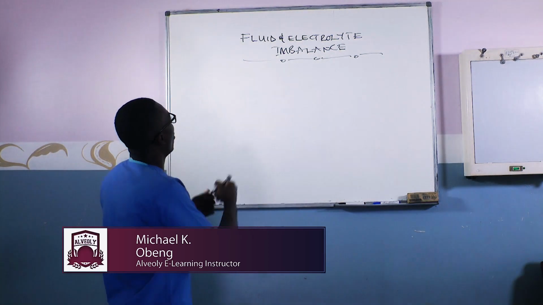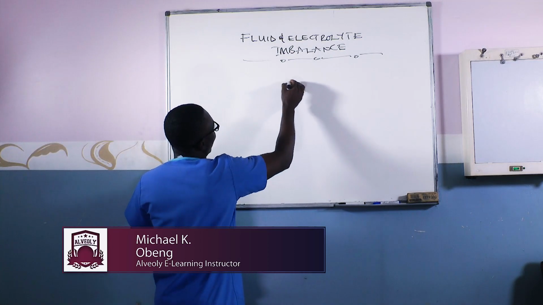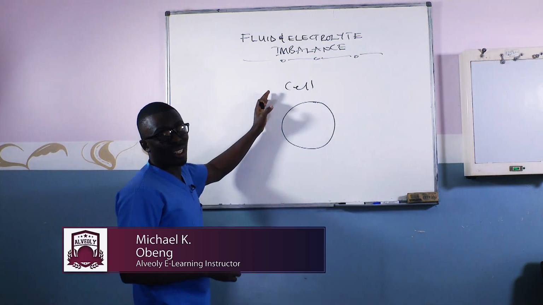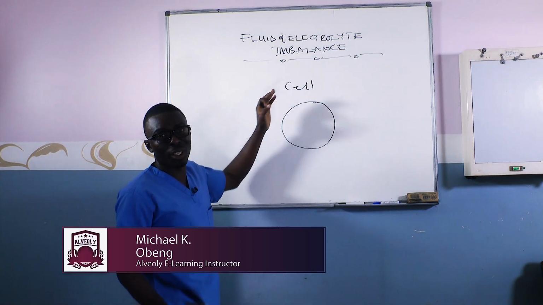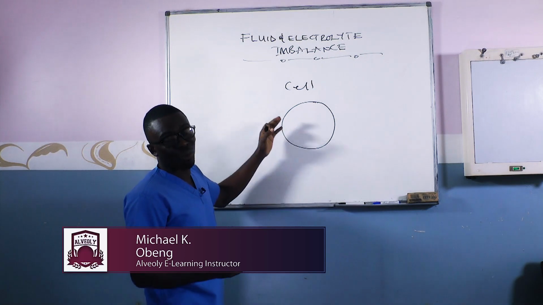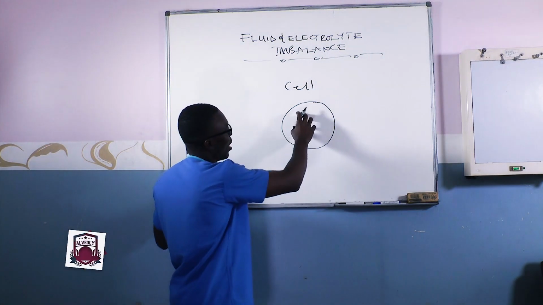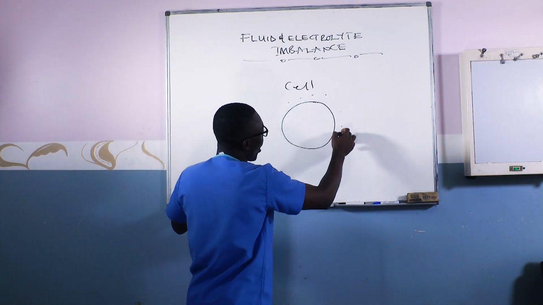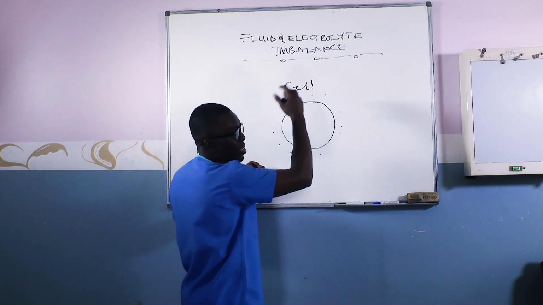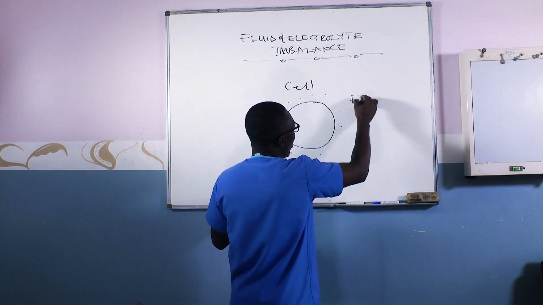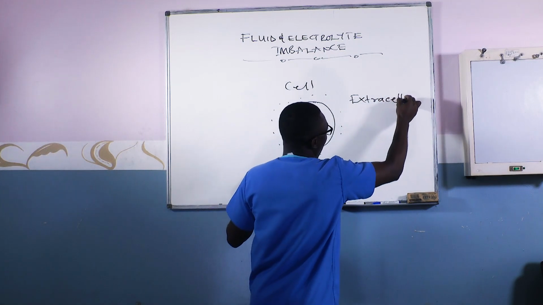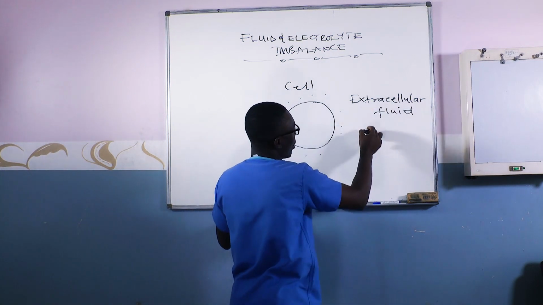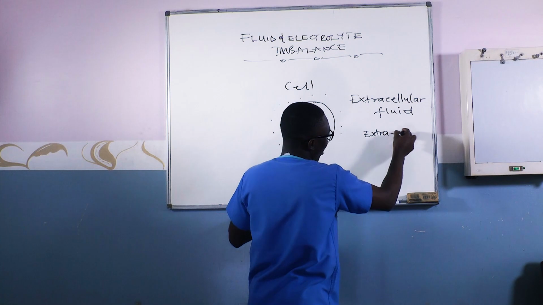So first we have a cell. Let's assume this to be a cell. We know the cell is the basic structural and functional unit of a living organism. Without it, we can't form a living organism. And this cell has its external parts. So any fluid that is around the cell or outside the cell is known as extracellular fluid. The word extra means what? Outside.